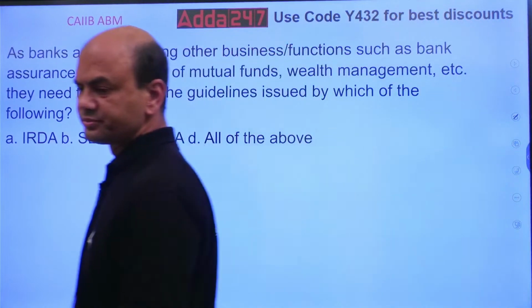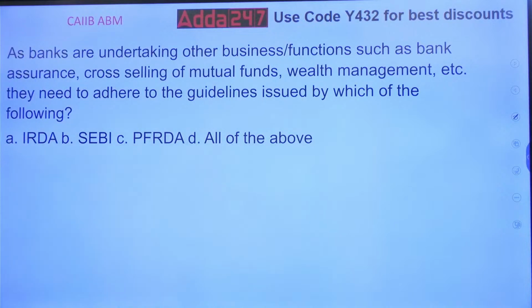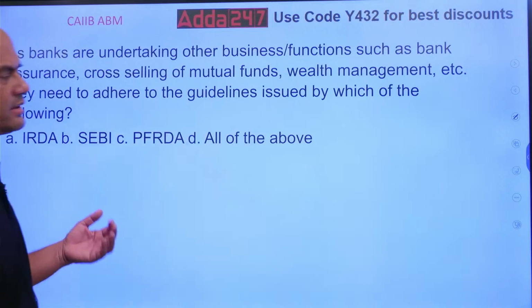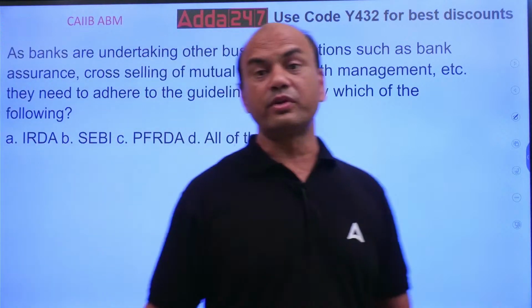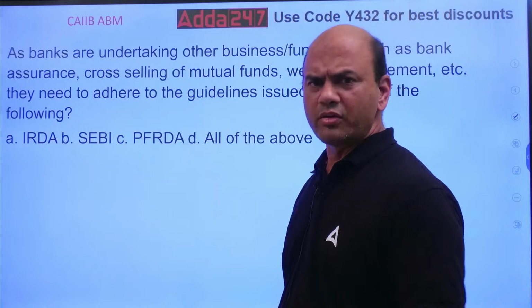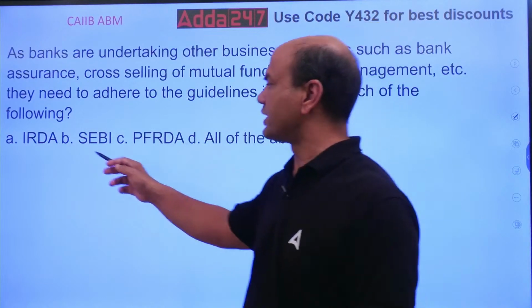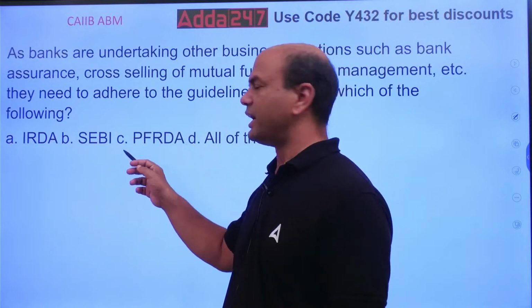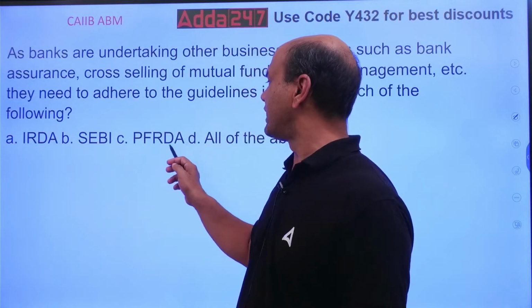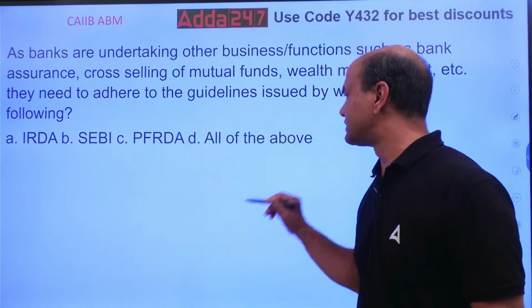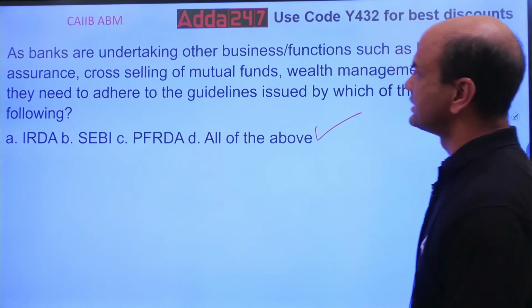Read this. As banks are undertaking other business functions such as bancassurance, cross-selling of mutual funds, wealth management, etc., they need to adhere to the guidelines issued by which of the following? So, what are the banks undertaking? All these third-party products. So, for that we need to follow which guideline? Of course, all, isn't it? IRDA for insurance, SEBI for mutual funds and stockbroking, PFRDA for your pension account, and all of this. So, the answer is all of this, isn't it?